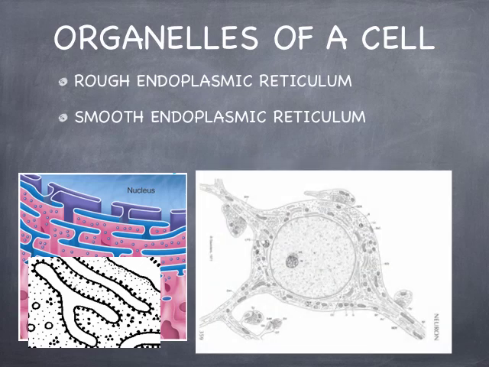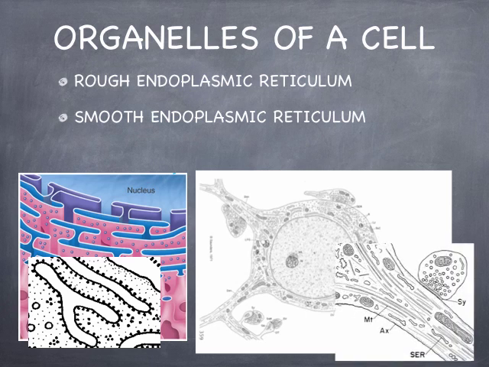Smooth endoplasmic reticulum, remember, is without those ribosomes on the surface. And actually this picture of the neuron, the nerve cell, has quite a bit of it in it. At this one end over here, I've just magnified it. Notice there are some very large pieces of smooth endoplasmic reticulum. They're even labeled. If you look at the letters SER, those are standing for smooth endoplasmic reticulum.